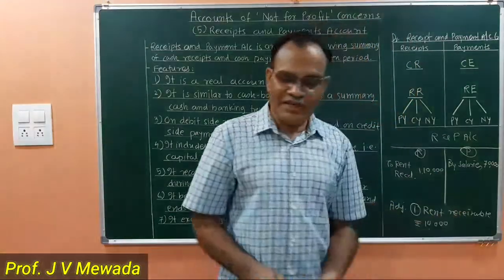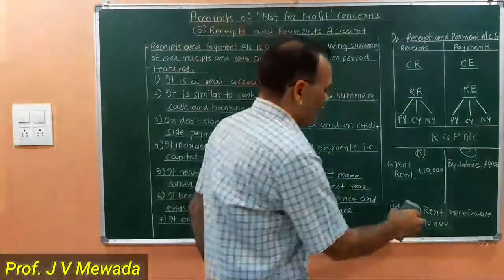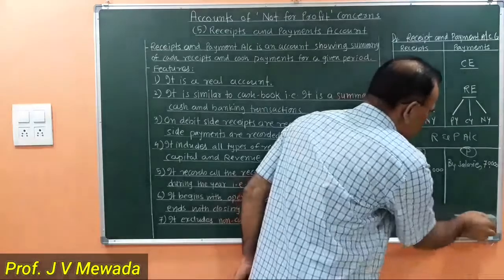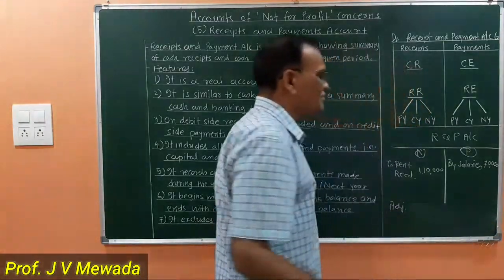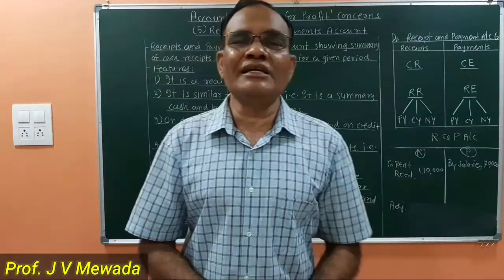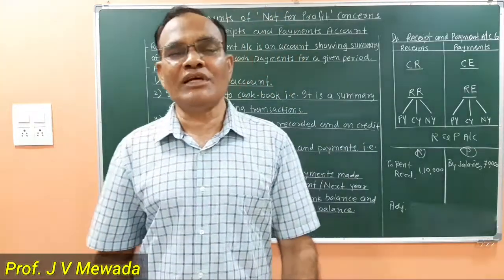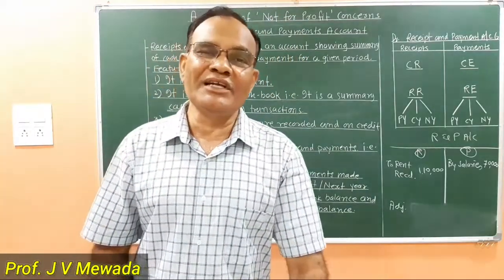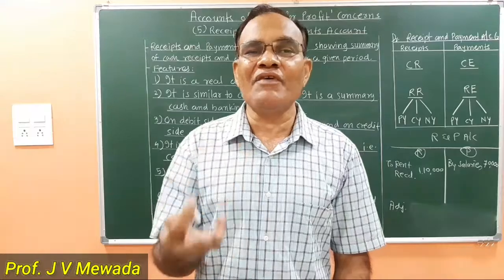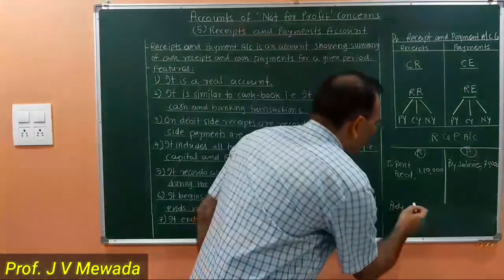Then what is the meaning of that? The meaning of that is we should be given adjustment. What adjustment are we given? Actually, salary is 12 into 5, which should be 60,000. But here we have paid 70,000, which means we have paid salary in advance. So we are given the adjustment.